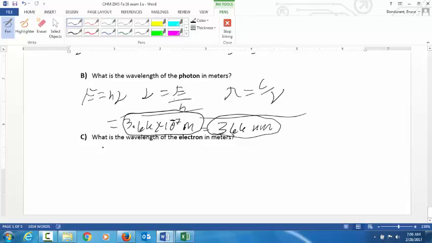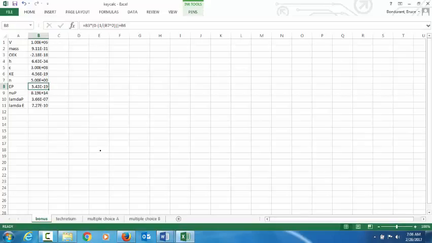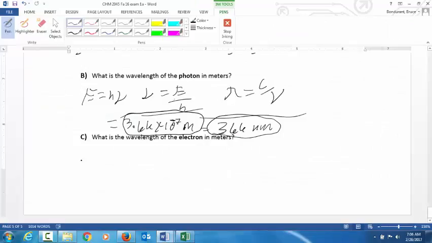What is the wavelength of the electron in meters? Well, that doesn't change because the electron is still flying off at 1 times 10 to the 6th meters per second. So you still have 7.27 times 10 to the negative 10th meters.